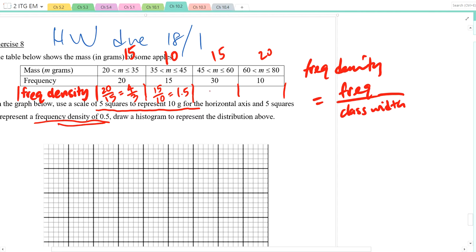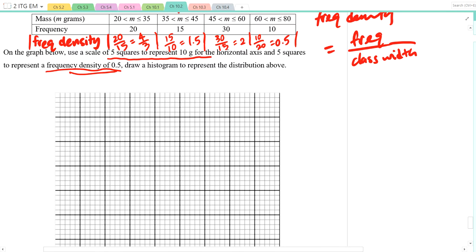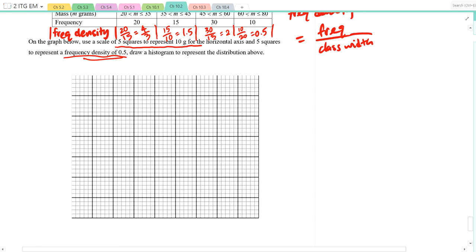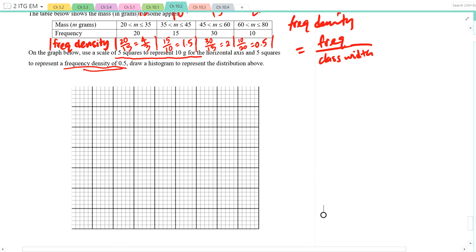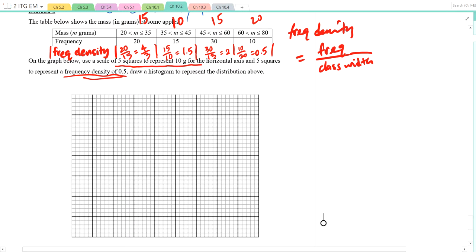Next. 30 divided by 15, right? So we get 2. Next. 10 divided by 20 and we get 0.5. Now we have our frequency densities. We are ready to plot. Okay, so I believe there's enough space. 5 squares to represent 10 grams. We need all the way until 80. 10, 20, 30, 40, 50, 60, 70, 80.